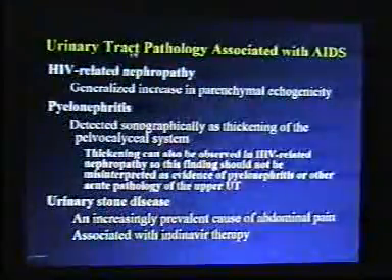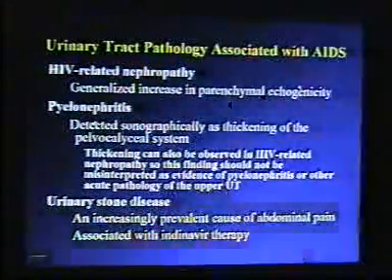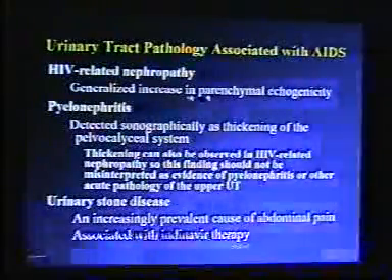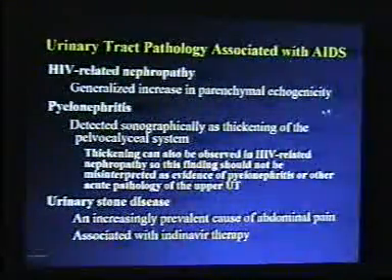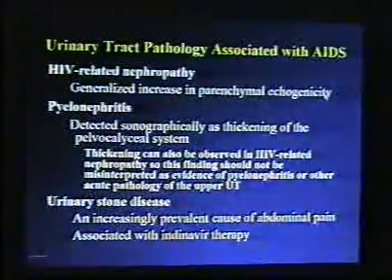Then we come to urinary tract pathologies associated with AIDS. The first is HIV-related nephropathy. There is a generalized increase in parenchymal echogenicity. So the parenchyma is hyperechoic. A shining kidney will be there.